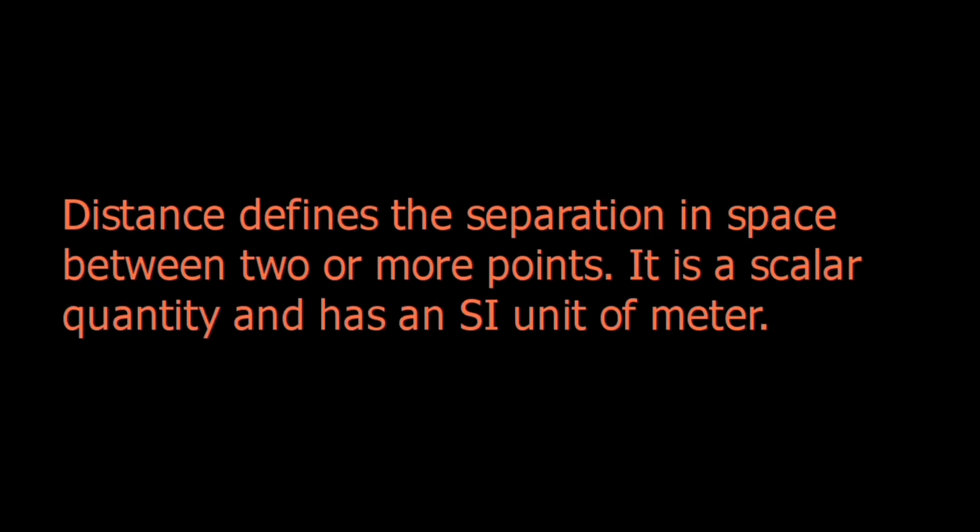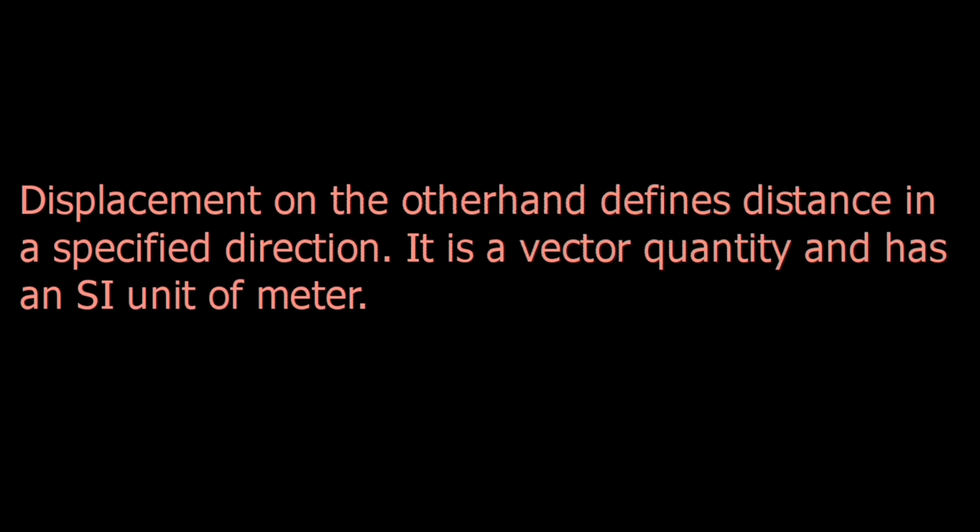Let's consider the concept of distance and displacement. Distance defines the separation in space between two or more points. It is a scalar quantity and has an SI unit of meter. Displacement, on the other hand, defines distance in a specified direction. It is a vector quantity and has an SI unit of meter.